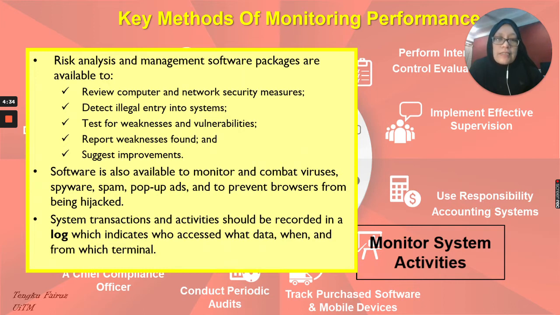Alright, and then the next method, monitor system activities. They can use risk analysis and management software. This software package is available to review the computer and network security measures. The software can also detect any illegal entry to the system. They can test for the weaknesses and vulnerabilities of the system, and also give reports on any weaknesses found, and they can also suggest improvements. So they can use the software to do all this risk analysis.